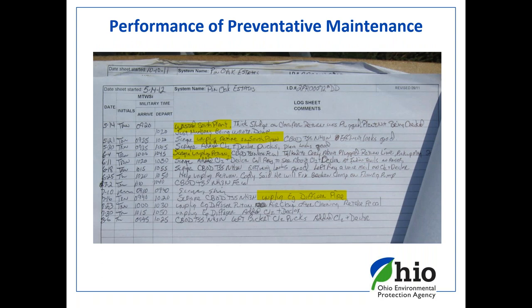Here's an example of preventive maintenance. And again, it's written down. This would be a logbook violation if you were using this as your logbook because it's loose leaf paper on a clipboard. But you can see they did put specific preventive maintenance in there where they wasted sludge, they unplugged some diffusers, unplugged some returns. So those are preventive maintenance examples that should be written down.